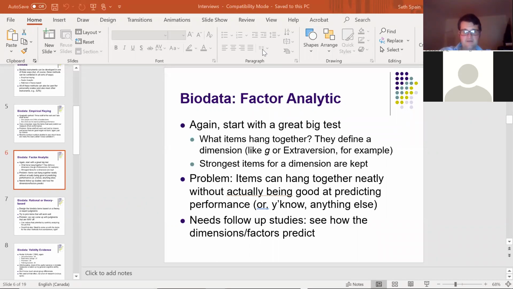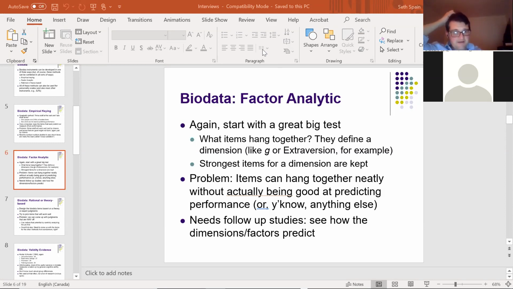Again, the details are not hugely important, but the trouble with that is that items can hang together and define one of these dimensions really, really well, but they might have the opposite problem to what the empirical keying does. You might put all this together and have this great leadership dimension, or what looks like it, but it doesn't wind up predicting performance at all, or possibly anything else. It may not even predict leadership for that matter.